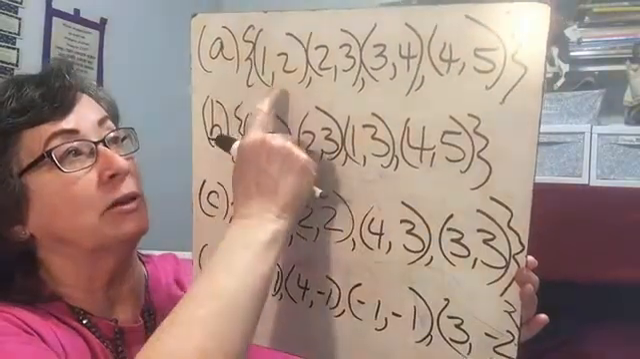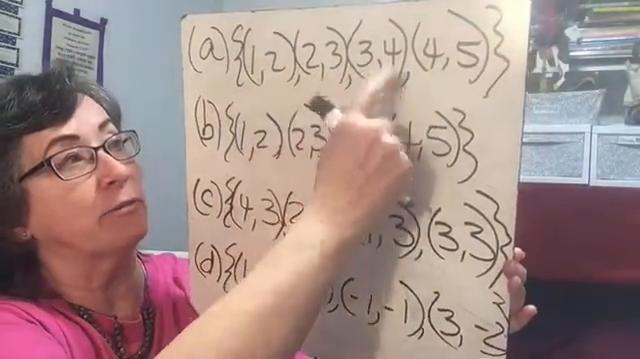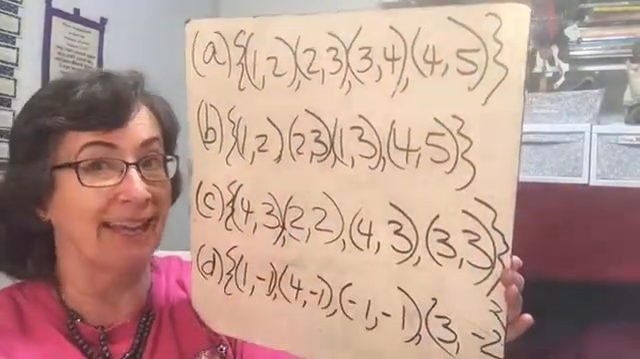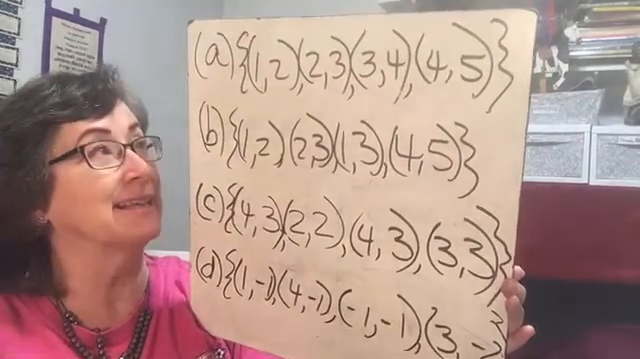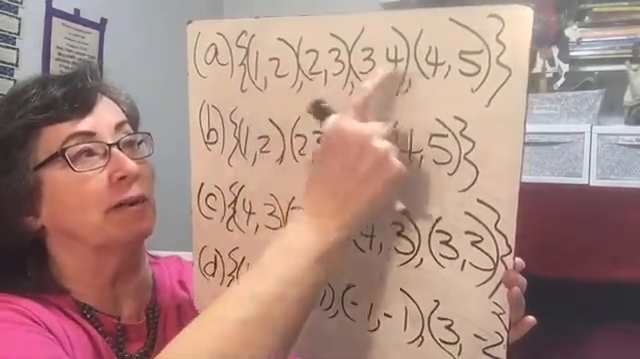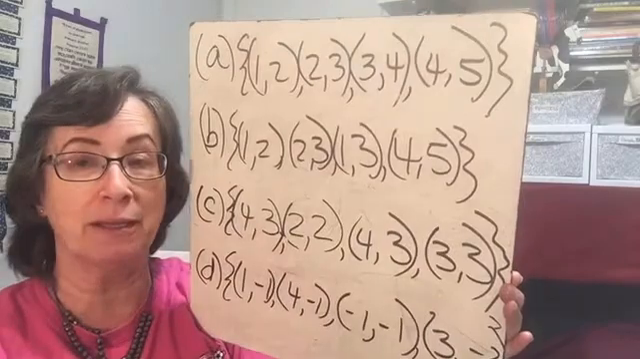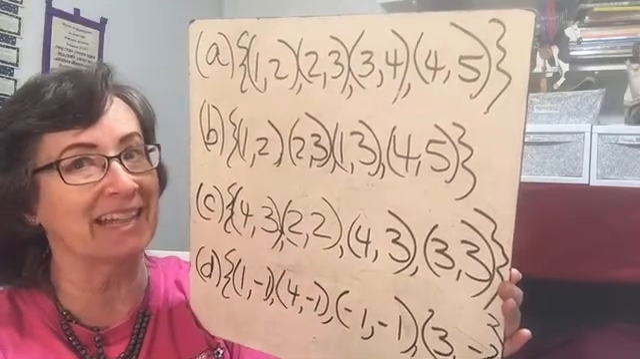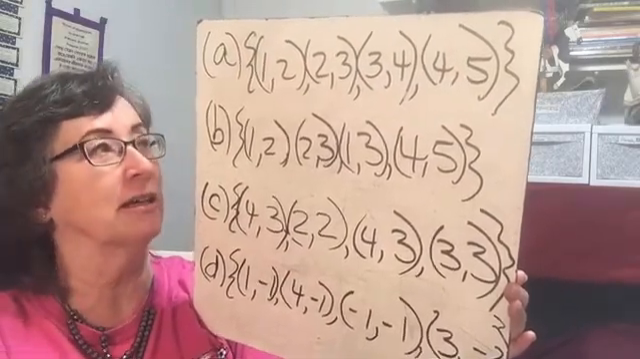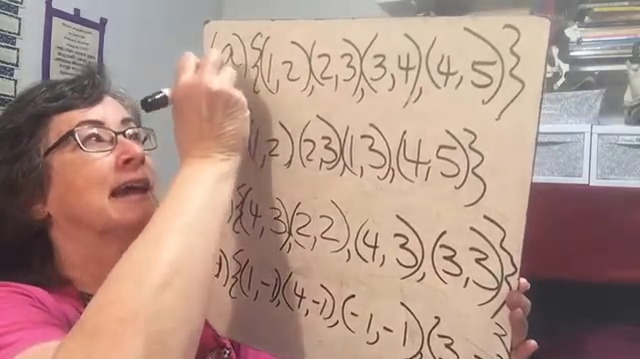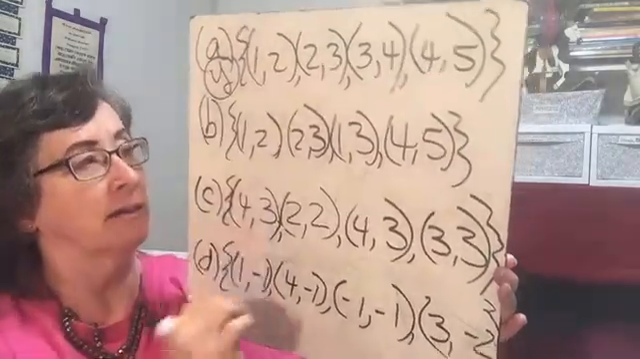So we have 1, 2, 2, 3, 3, 4, 4, 5. Now, a quick way to look at it is every input is unique. There is no repeated input. Therefore, it is safe to say that is a function. So this one is a yes. It is a function. What about this one?